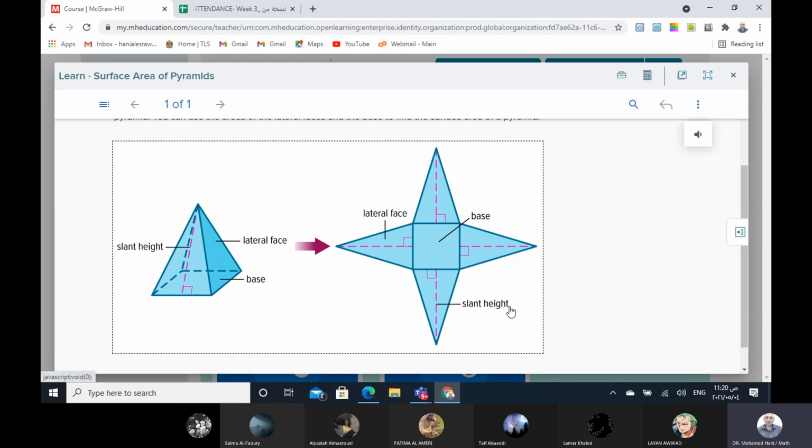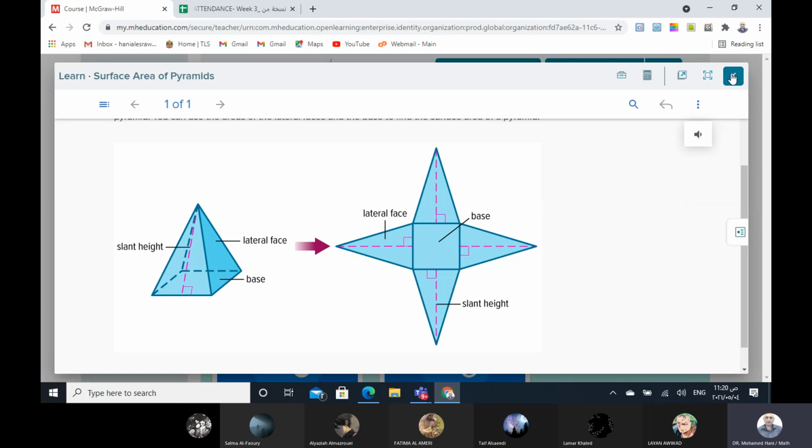So to find the surface area, you can find the area of the base, then find the area of one of the 4 triangles here, then multiply by 4, because here we have 4 faces. You will get the surface area.